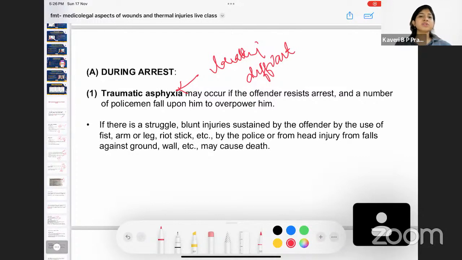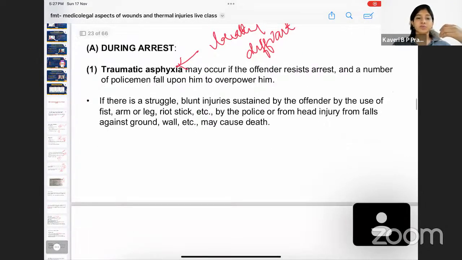So these are also the various causes, like something that the police use in order to subdue the offender. For example, a riot stick could cause injury and there could be death, or whenever the person is pushed, he might fall on the ground or wall, and sometimes when the impact is too much, there could be severe head injury, there could be intracranial bleeds, and they might die. These are all rare circumstances, and all these come under death during arrest.